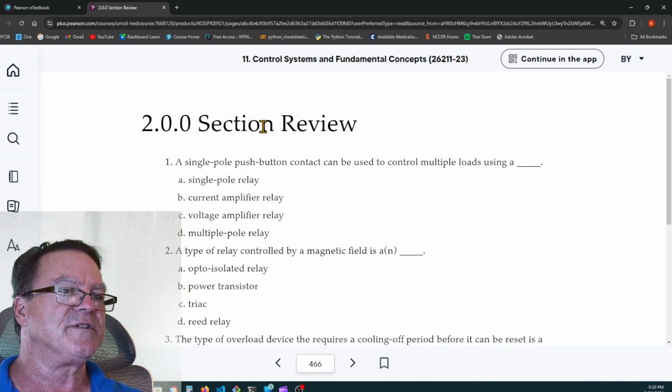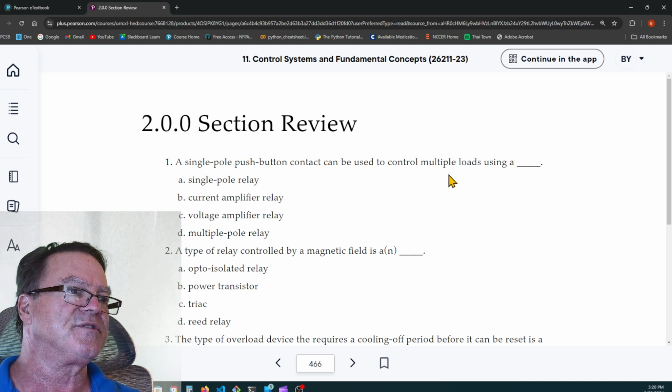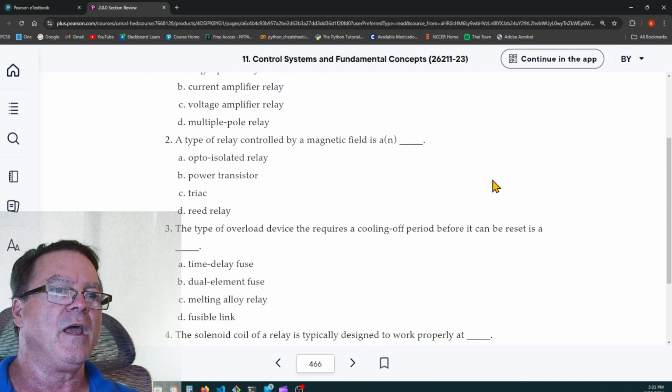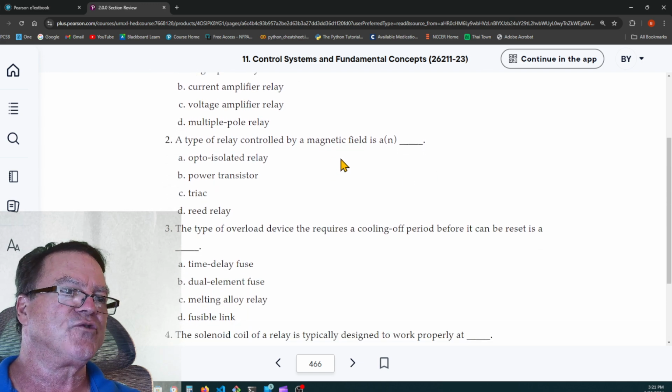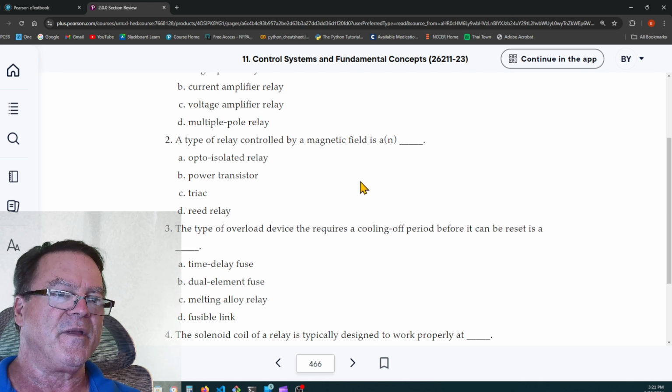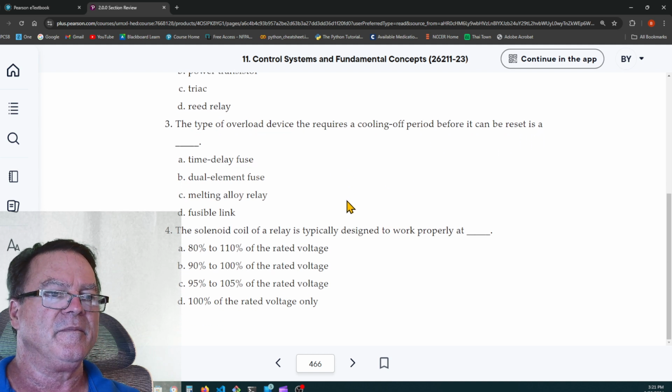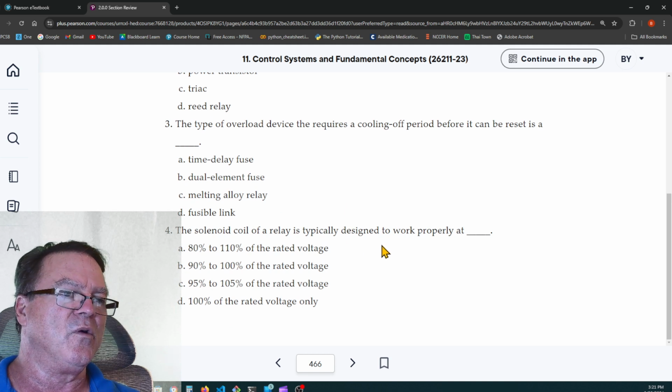Section 2.0.0, section review. A single pole push button contact can be used to control multiple loads using a what? Type of relay controlled by a magnetic field is what? The type of overload device that requires a cooling off period before it can reset. And the solenoid coil of a relay is typically designed to work properly at what percentage of the rated voltage?